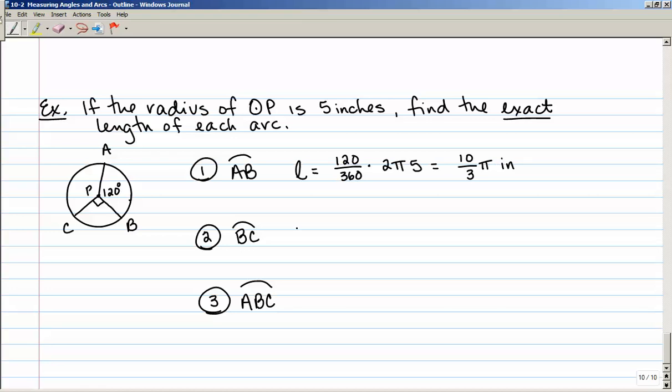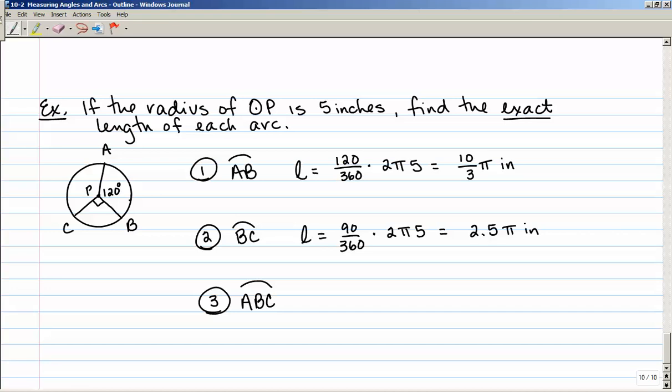Let's take a look at arc BC. The length of that is going to be the measure of arc BC, which is 90, because I have that little right angle symbol in there, divided by the total degrees in the circle, 360, times the circumference, 2 pi r. Putting that into my calculator, 90 divided by 360 times 2 times 5 gives me 2.5. Tack the pi on the end, and inches. And I decided to go with the decimal for this one because this is actually a terminating decimal.